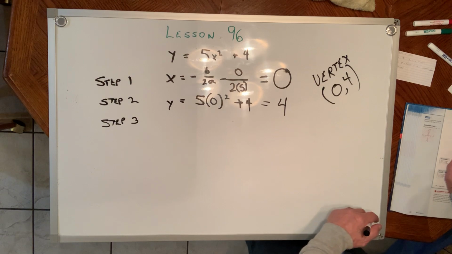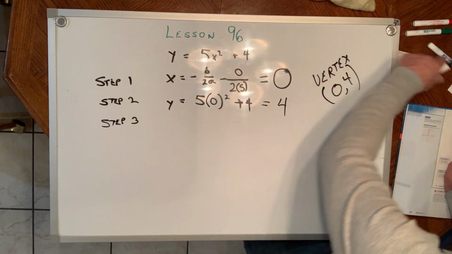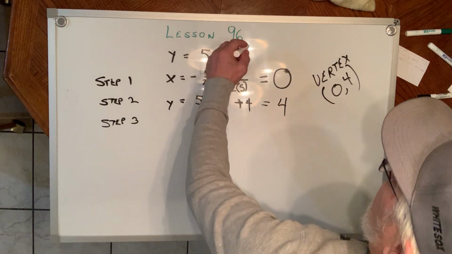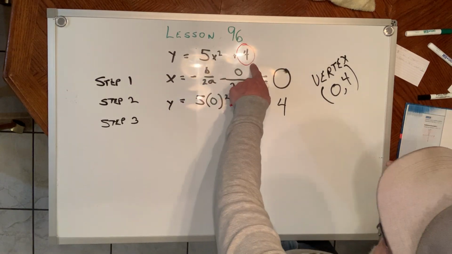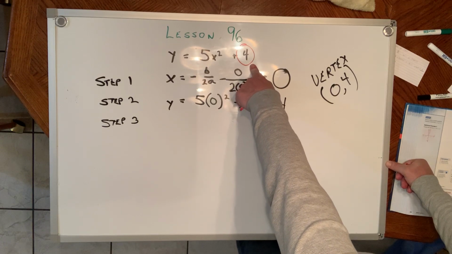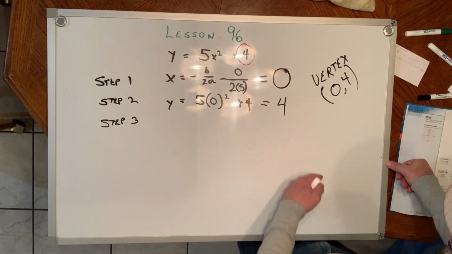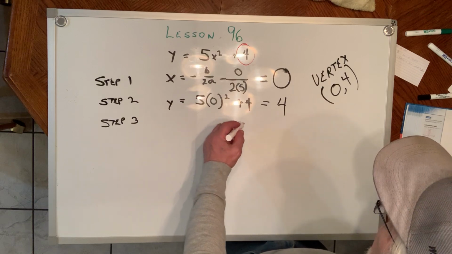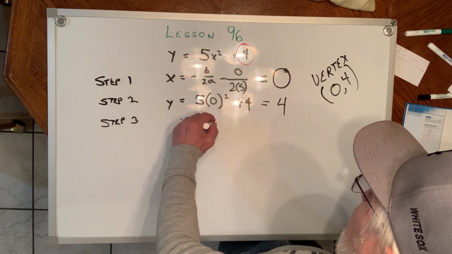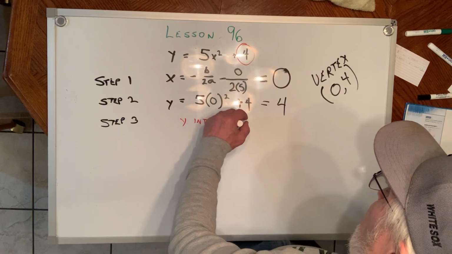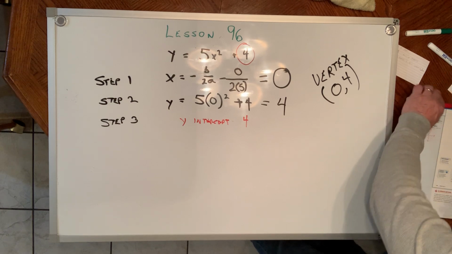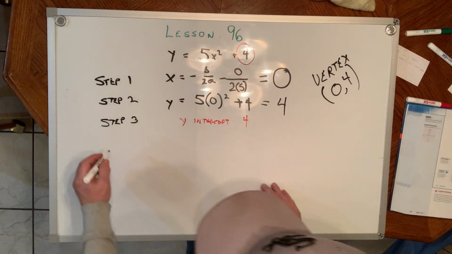Okay, find the y-intercept. Well, that's easy. Every time so far they've given us a y-intercept. If there was nothing there, then the y-intercept would be 0. But there is, so the y-intercept is going to be 4. All right, and then finally we go on to step 4.